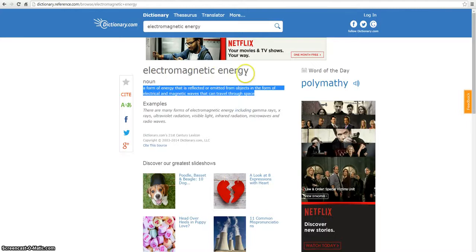All right, electromagnetic energy, a form of energy as reflected or emitted from objects in the form of electric and magnetic waves that can travel through space. So your brain waves can travel through space. Those are what the stars are. And again, all of this is going on in the book. It may not make sense now, but I'm trying. This is a crash course, and I'm trying to push it all through really quick.